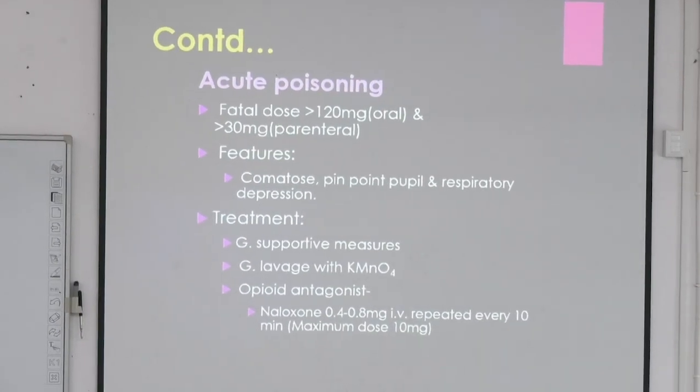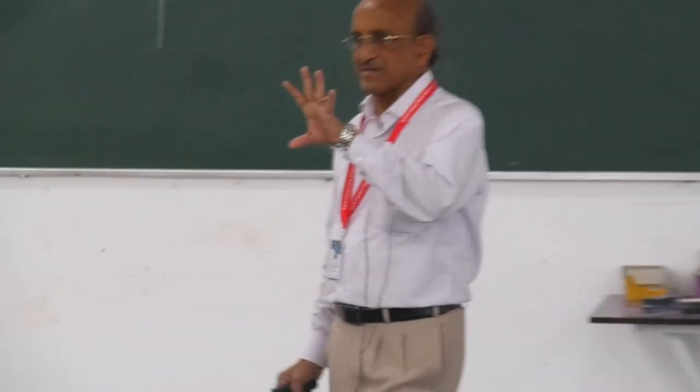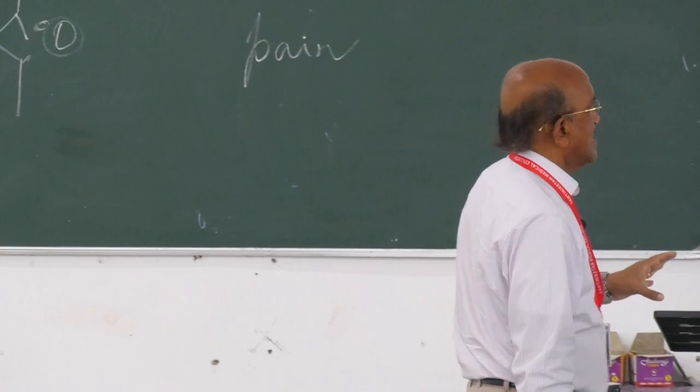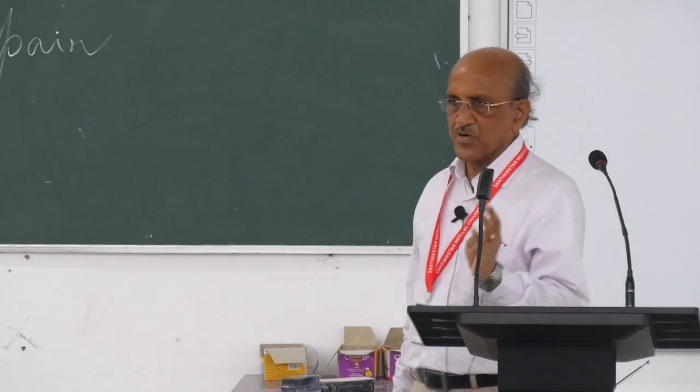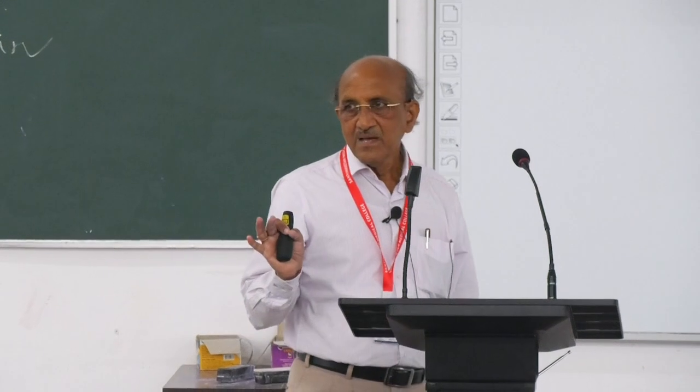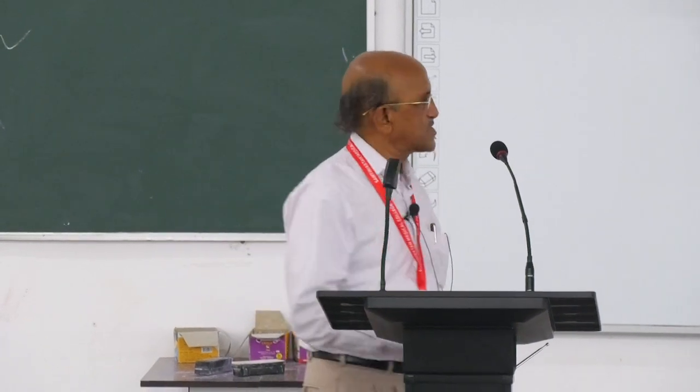Treatment of acute poisoning. How will you find it? There is a triad: coma, pinpoint pupils, respiratory depression. A comatose, unconscious patient brought to the ER with pinpoint pupils and respiratory depression. The most common diagnosis is overdose of an opioid analgesic.